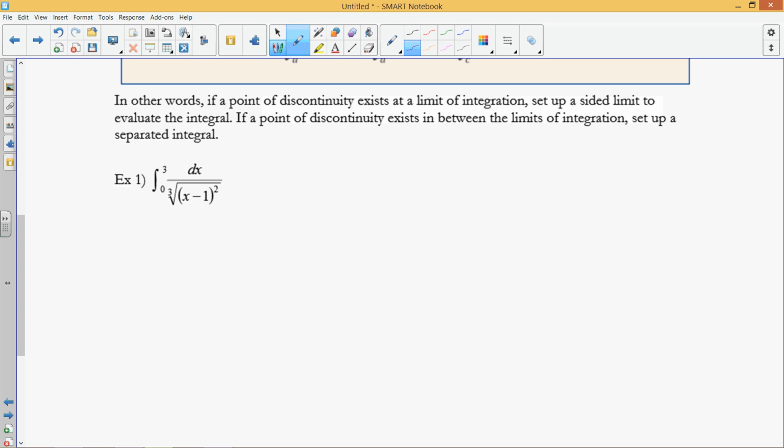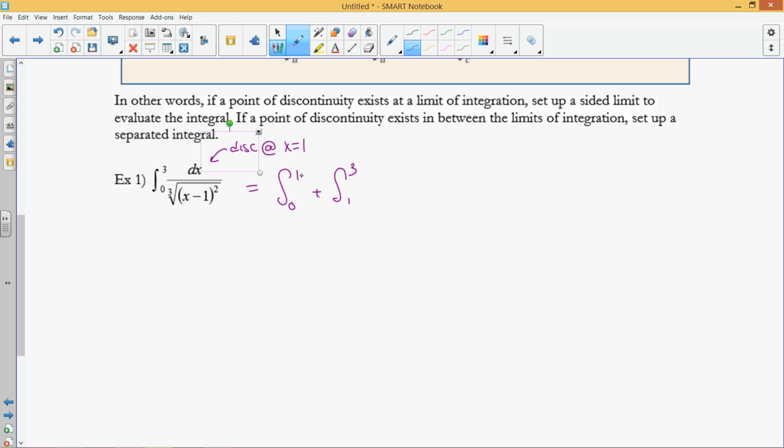So we have the integral from 0 to 3 of dx over the cube root of (x minus 1) squared. Where is the discontinuity? In this case, a discontinuity exists at x equals 1. So that means we need to rewrite this integral as the integral from 0 to 1 plus the integral from 1 to 3. Okay, that's not so bad.